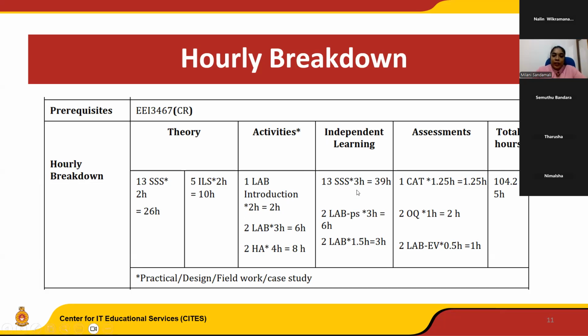And independent learning hours will be 39 hours. And lab preparations also there. You have to submit 2 lab reports. So it will cover 3 hours. Likewise, altogether, your workload for this course is approximately 104.25 hours. Okay.